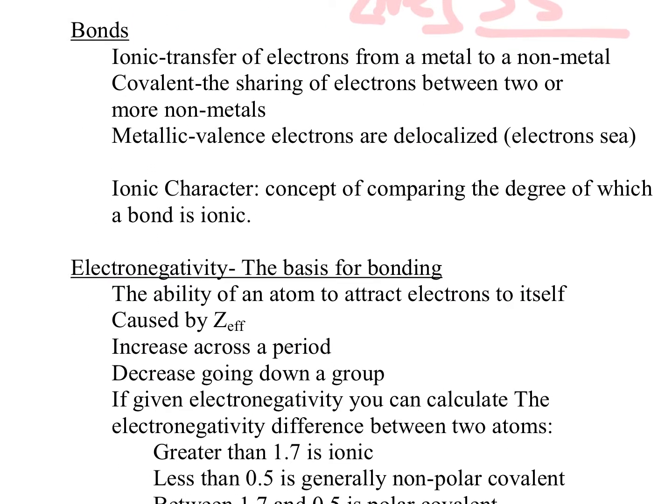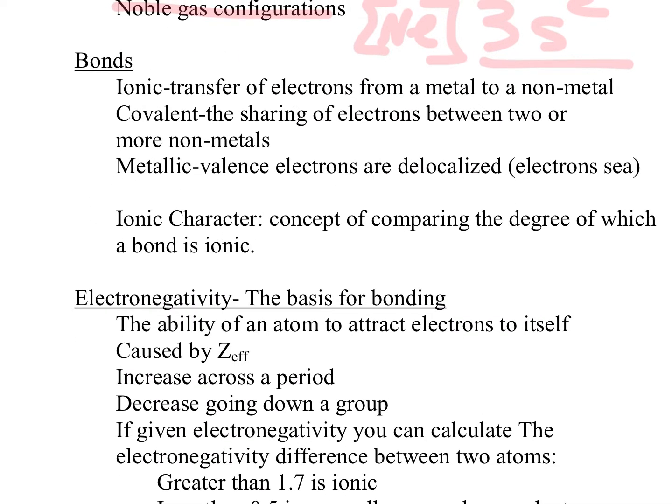So bonds. In ionic, we have a transfer of electrons from a metal to a nonmetal. In covalent, we have the sharing of electrons between 2 or more nonmetals. In metallic, the valence electrons are delocalized. We'll go more in depth on all of these, but keep this in mind. Ionic character: we don't actually calculate ionic character. I showed you a calculation so you get a better idea of what it is. But ionic character is the concept of comparing the degree to which a bond is ionic. How ionic is something? Is it more ionic than something else? That is a correct statement. Something can be more ionic.